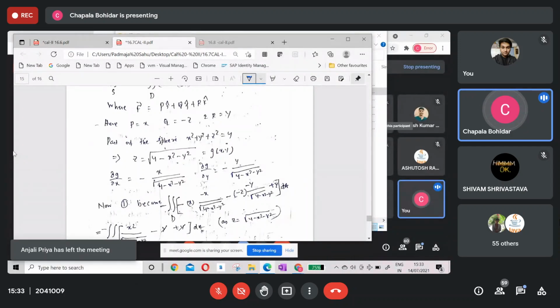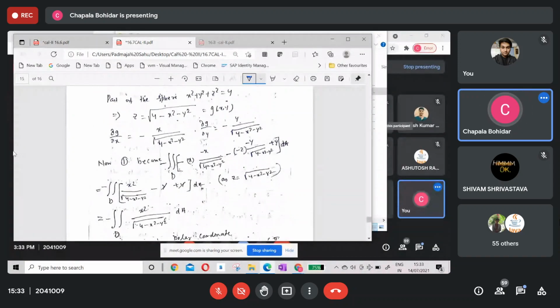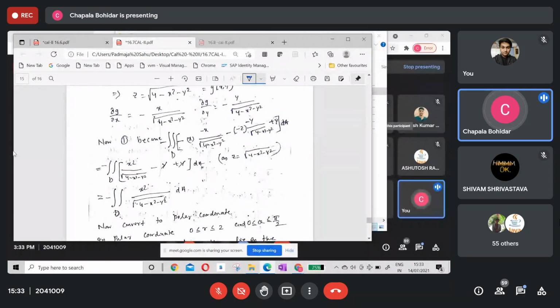So we get the double integration over the domain D of this value, dA. Now my aim is to put the limiting values. After simplifying, here we'll get minus x square, root over 4 minus x square, then minus z, and minus y.